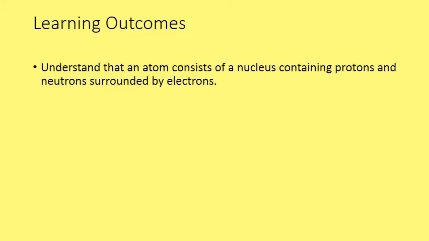Firstly, we want to be able to understand that an atom consists of a nucleus in the middle, which is small, and that would contain protons and neutrons, and the nucleus is surrounded by electrons in shells and subshells and orbitals.